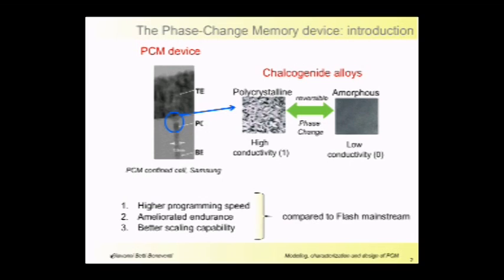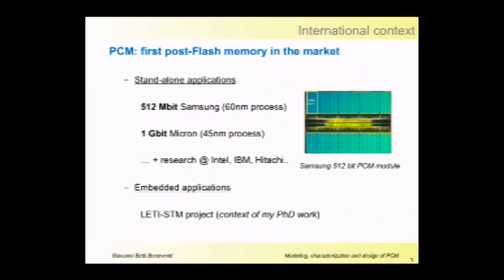The phase change technology is considered very promising for the future of non-volatile memories. In particular, PCM features higher programming speed, improved endurance, and better scaling capability compared to the current mainstream flash. PCM is not the only emerging non-volatile memory technology, but it has been the first one to enter the memory market. In 2010, a 512 megabit device by Samsung and a 1 gigabit device by Micron were delivered to customers.